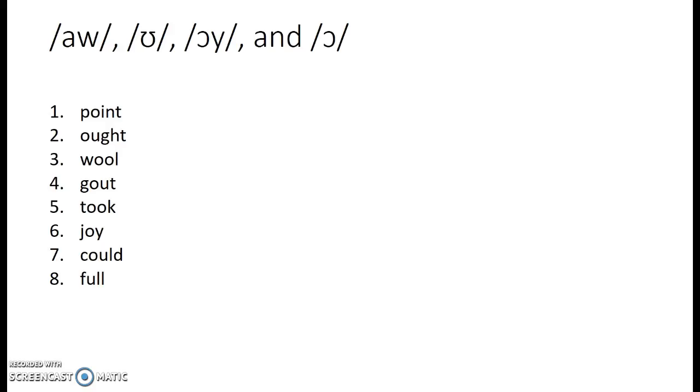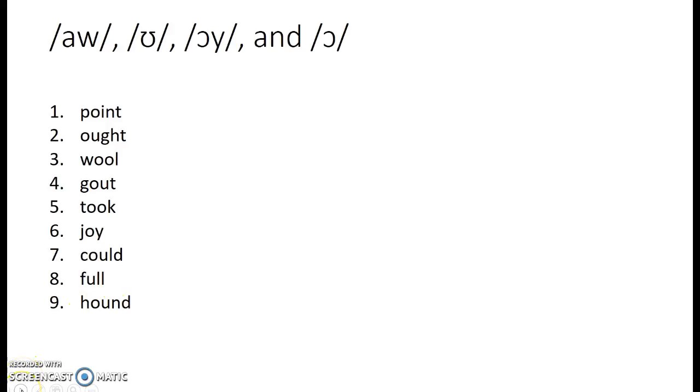Number 9, hound. Hound. H, ow, n, d. So like number 4, gout, this is the ow sound in the middle, so we always spell it with OU.